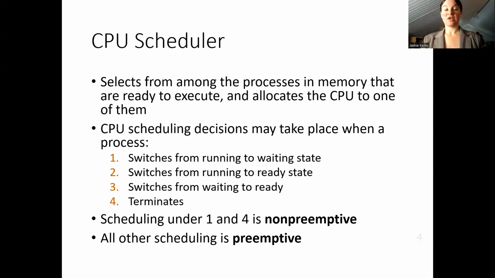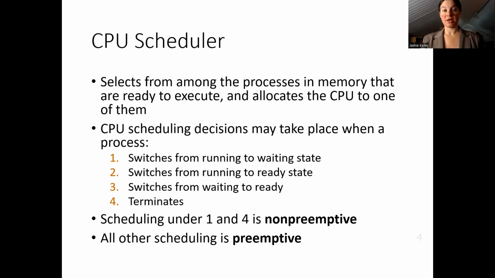The decisions typically are not made all of the time. There are fixed points in time when the CPU scheduler runs. Those times include when the process that is currently running gives up the CPU voluntarily. For instance, when it switches from the running state to the waiting state because it has made some kind of a service call. It is also possible that that process is going to terminate, in which case it is also going to give up the CPU.